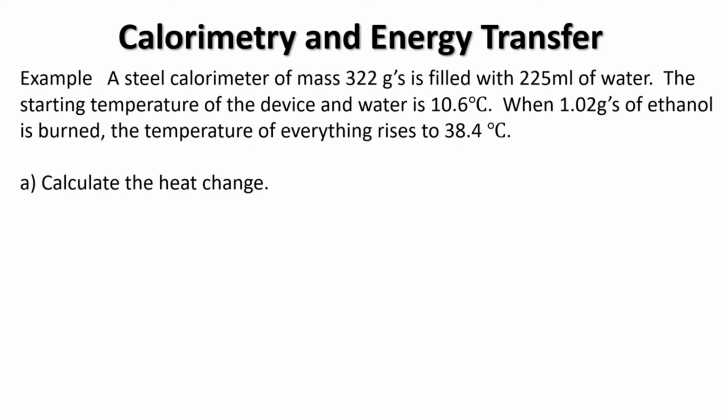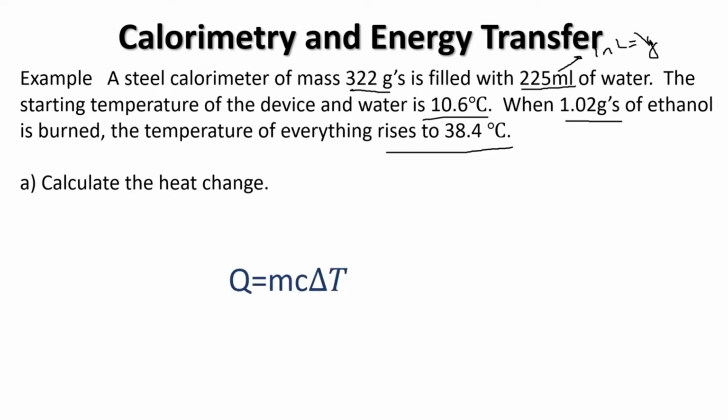So here's a question. A steel calorimeter with a mass of 322 grams is filled with 225 mL of water. Now we do want to work in grams, but hopefully you remember that 1 mL of water is equal to 1 gram, so technically it's 225 grams. The starting temperature of the device and the water is 10.6 degrees, and we have 1.02 grams of ethanol that gets burned, and our temperature rises dramatically. So we've definitely got an exothermic reaction.